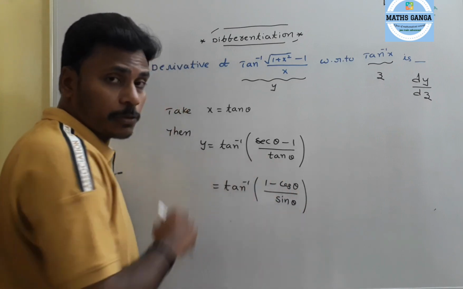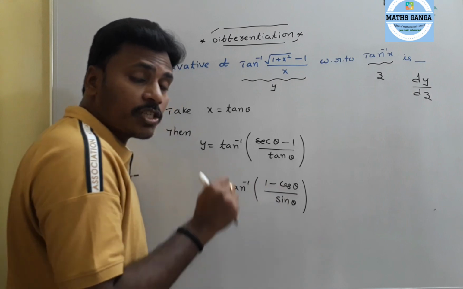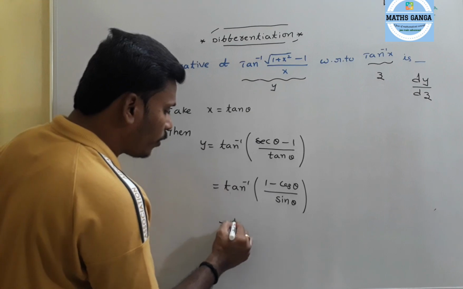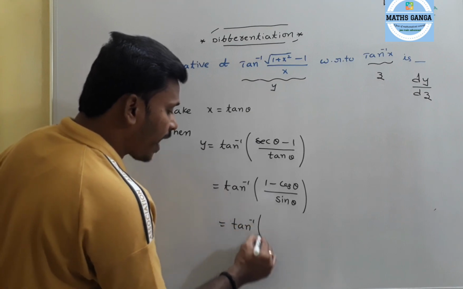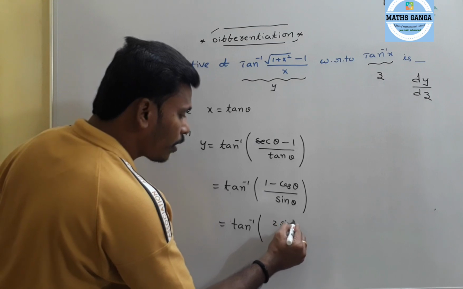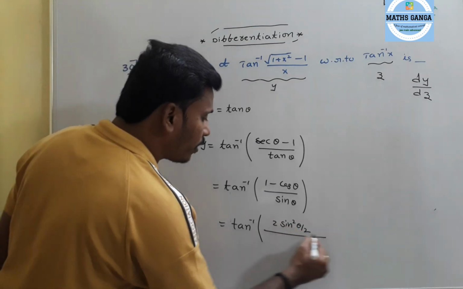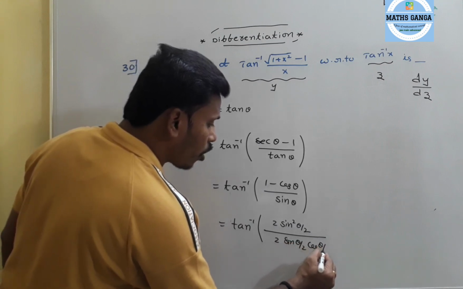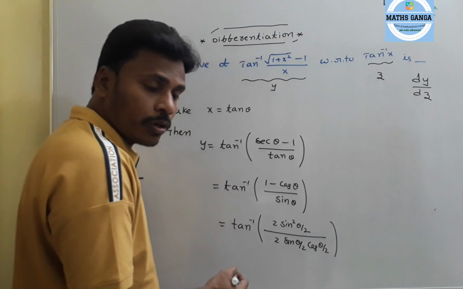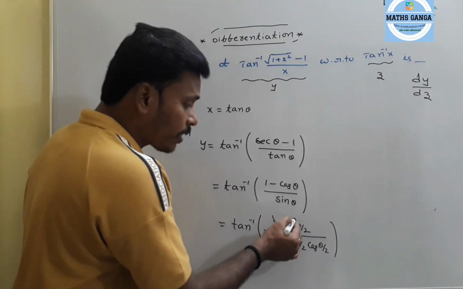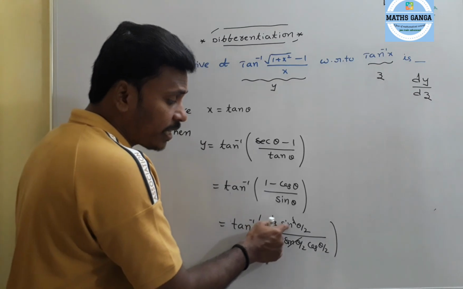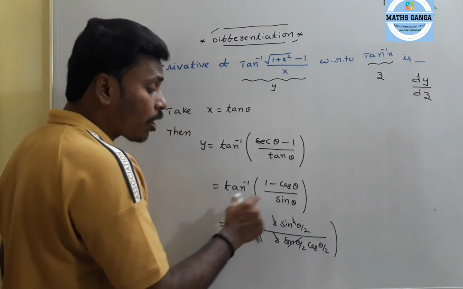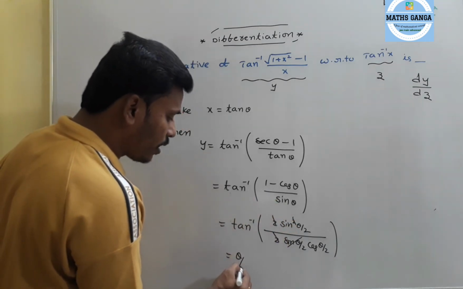So you just try to simplify this part. 1 minus cos theta is 2 sin square theta by 2, whereas this sin theta is 2 sin theta by 2 into cos theta by 2. So tan inverse of 2 sin square theta by 2 is the numerator, whereas the denominator is 2 sin theta by 2 into cos theta by 2. So 2 and 2 get cancelled, sin theta by 2 gets cancelled. Sin theta by 2 divided by cos theta by 2 is tan theta by 2. Tan inverse of tan theta by 2 is theta by 2.